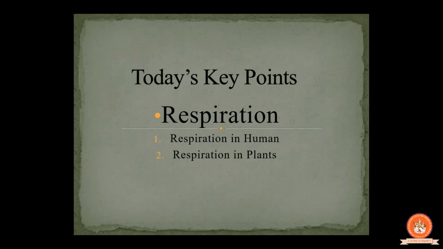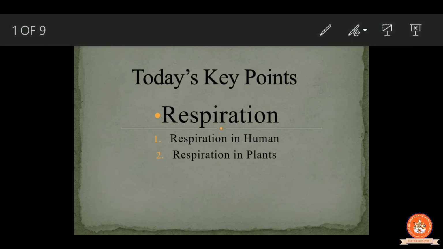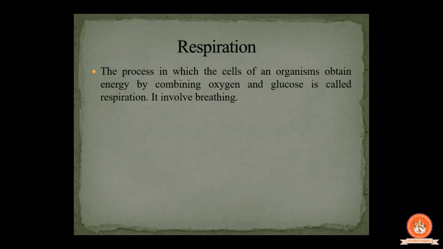So here today our key points are respiration, and then we will understand respiration in humans and respiration in plants. So one by one we will understand each and every point. So let's start. What is respiration? Respiration means the process in which the cell of an organism obtains energy by combining oxygen and glucose. Okay, here what is happening?